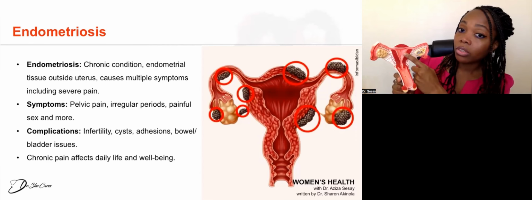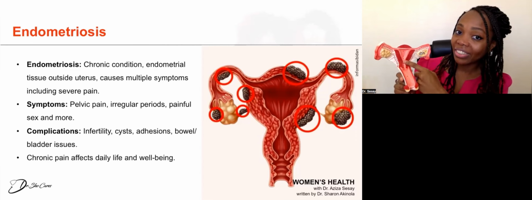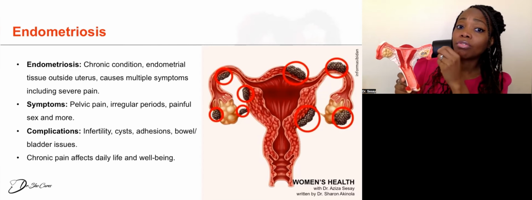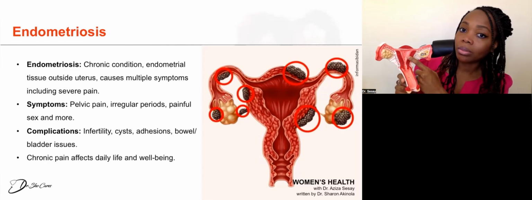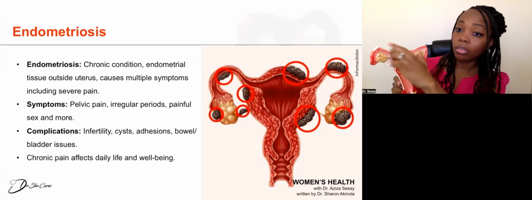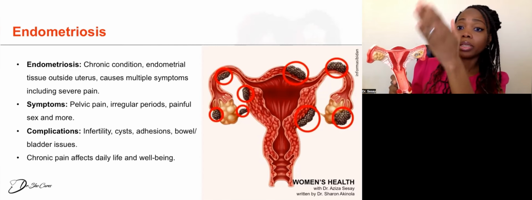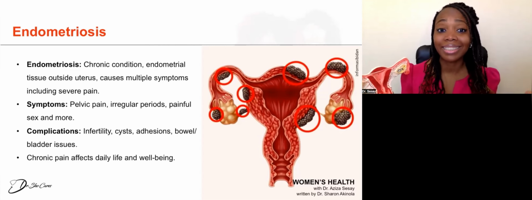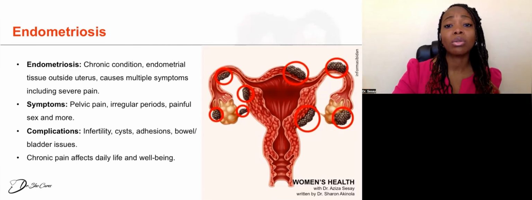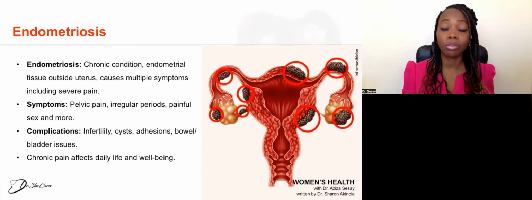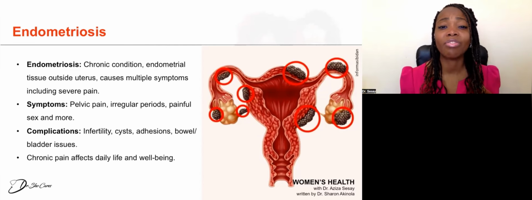Now, the endometrial lining should only be present on the inner aspect of the womb. What happens in endometriosis is you have tissue that's very similar to the endometrium in other areas outside of the womb, okay? So it could be on the fallopian tubes, it could be on the ovaries, it could be on the bladder, which sits in front of the womb, it could be on the bowel, it could even go as far as the lungs, and it causes multiple symptoms, including severe pain. Pains include severe pelvic pain, so in the pelvis, irregular periods, very severe painful periods, painful sex.